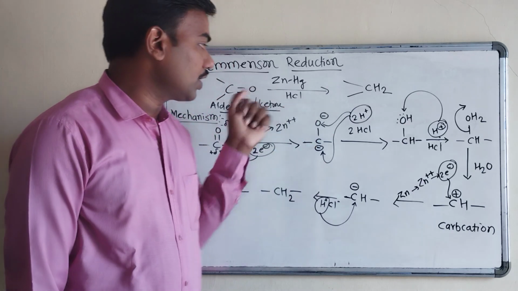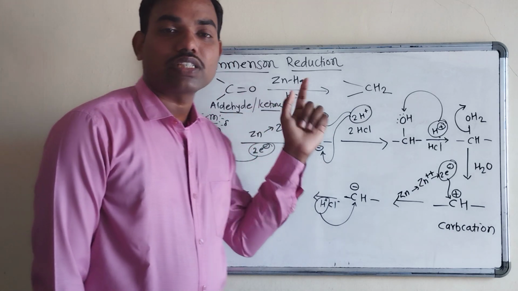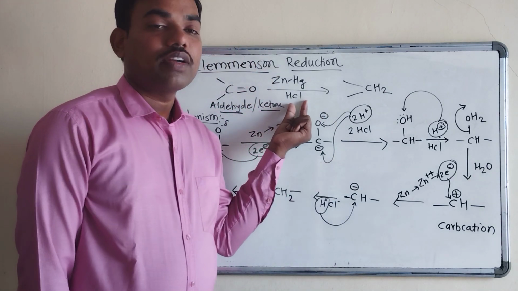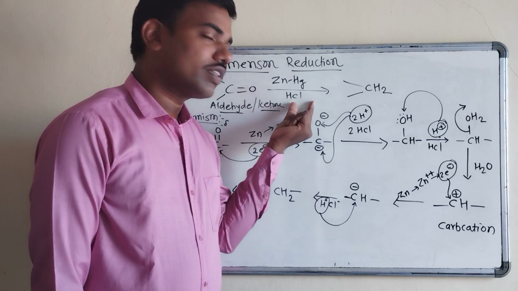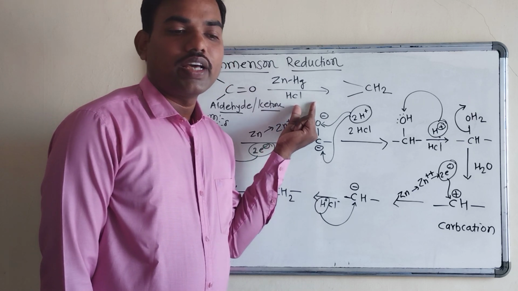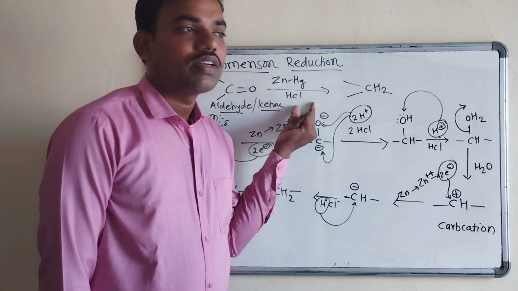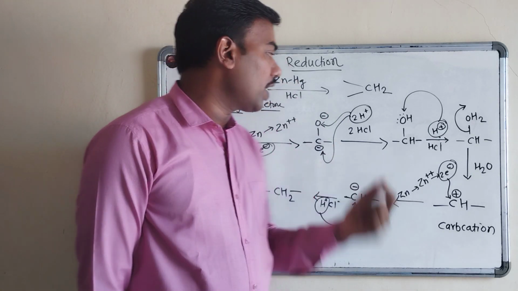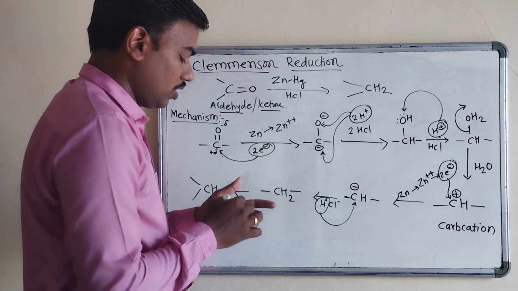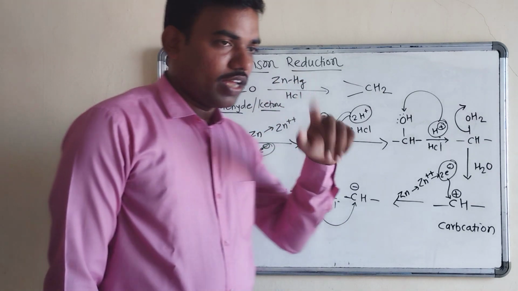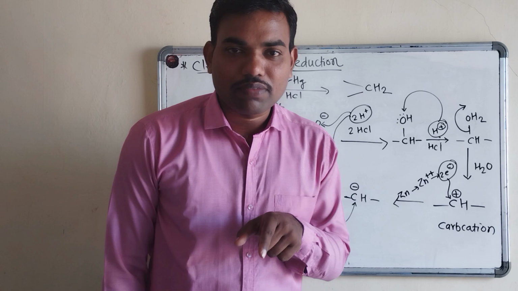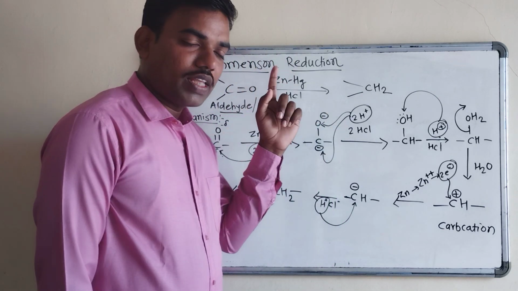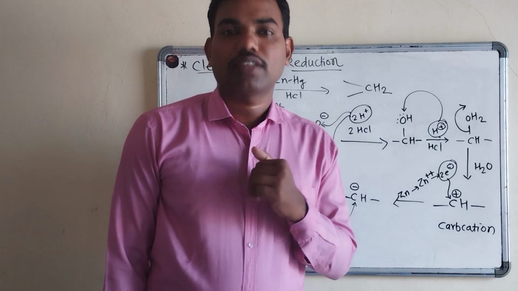In the Wolff-Kishner we have seen strong basic medium is required, but here we require HCl, that is concentrated HCl, which shows the acidic medium. So acidic medium is required for this reaction. ये बात आपको ध्यान रखनी है. Wolff-Kishner में बेसिक मीडियम कंपलसरी रहता है और इधर एसिडिक मीडियम इज कंपलसरी.